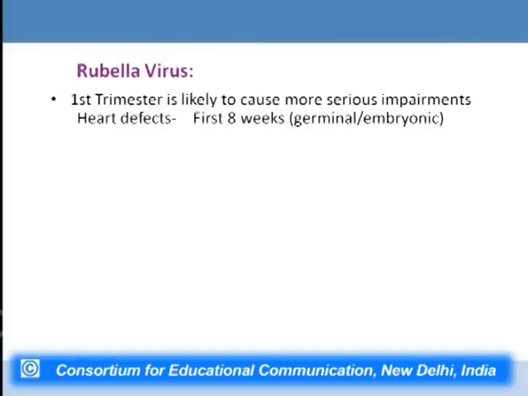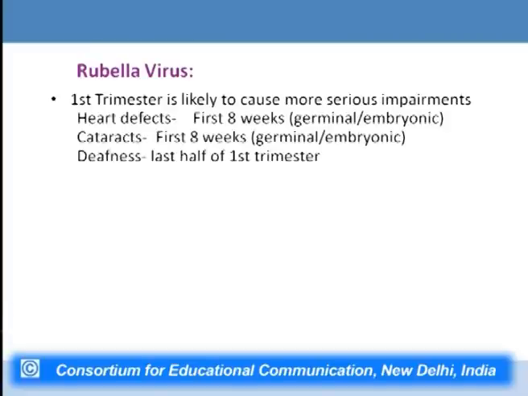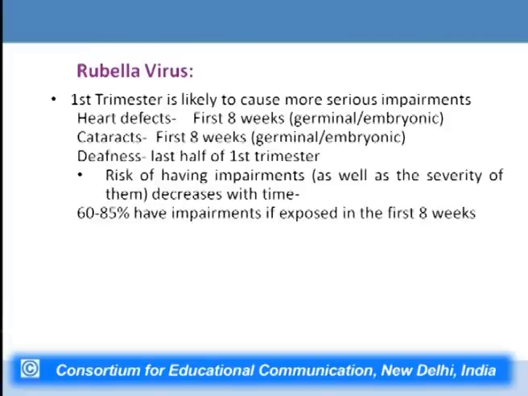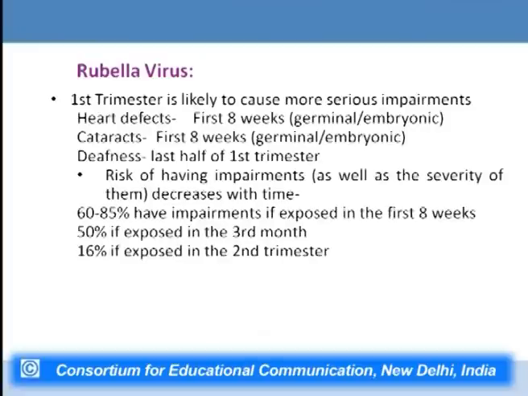Like rubella produces the most serious effect like heart defect during the first trimester, and it can also produce cataract, deafness, etc., and the risk of having impairment decreases with time. If the embryo is exposed in the 3rd month, the risk of having impairments is only 50% as compared to 60 to 85% if the exposure is in the first 8 weeks.